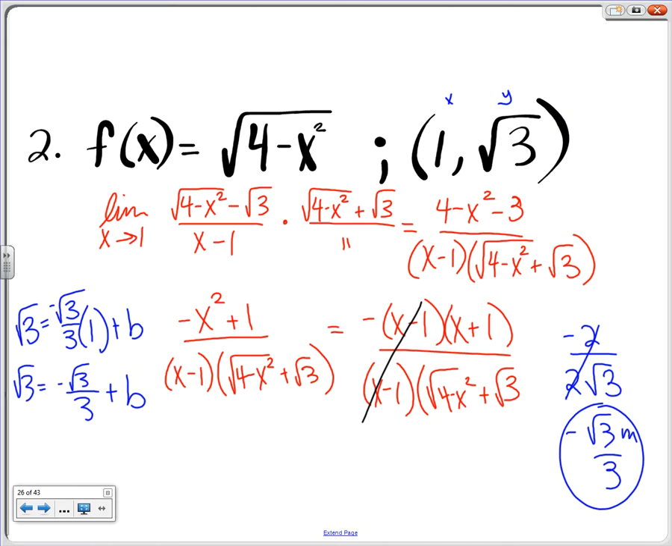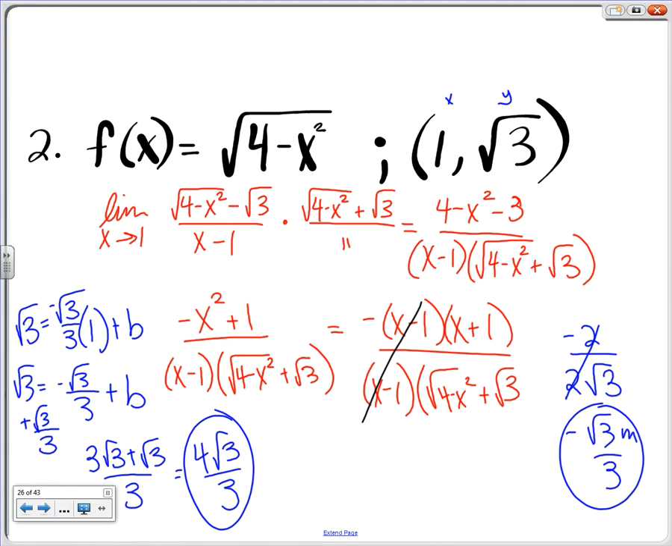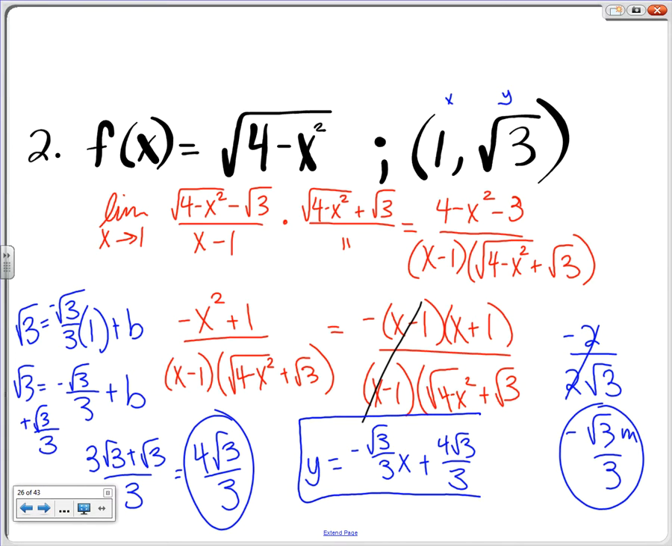I'm going to have to add this over. So if I add radical 3 over 3, I'm going to have to get a common denominator, and the common denominator is going to be 3. So that'll be 3 radical 3 plus radical 3 all over 3, which gives me 4 radical 3 over 3, and that is my b. So my final equation of the tangent line here will be y equals negative radical 3 over 3 x plus 4 radical 3 over 3. That is the equation of the tangent line.